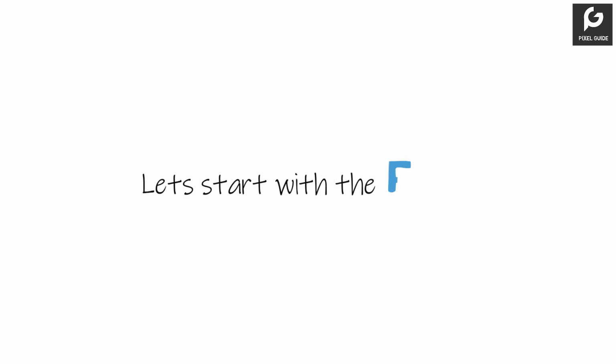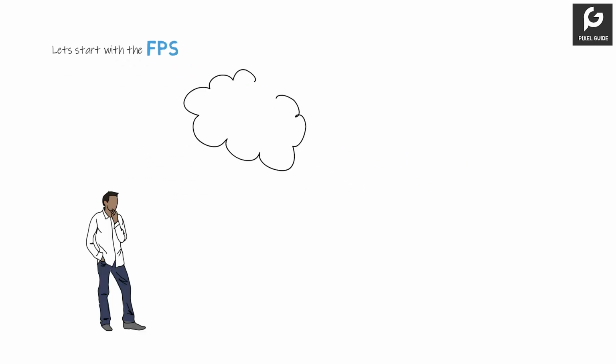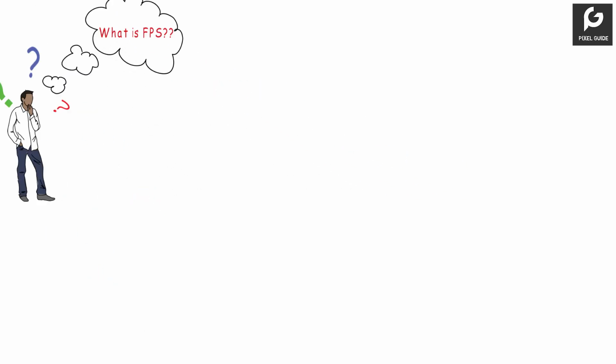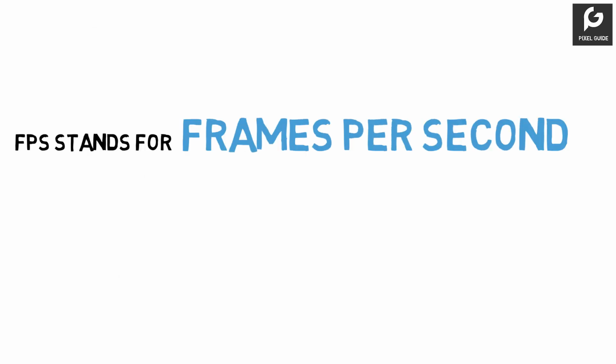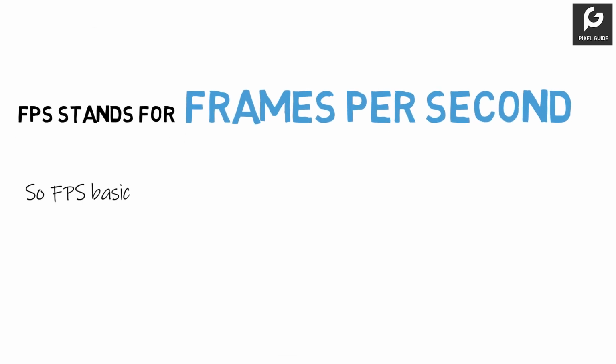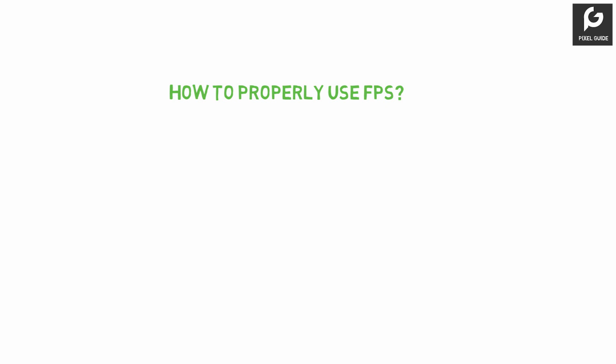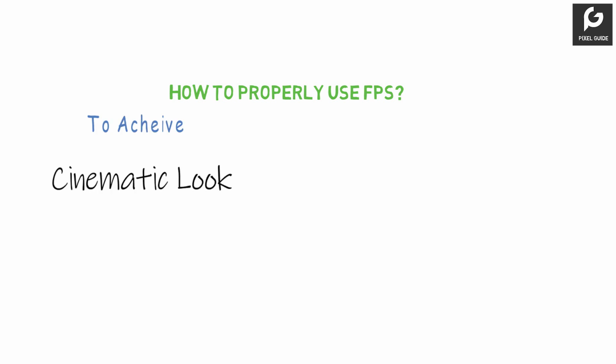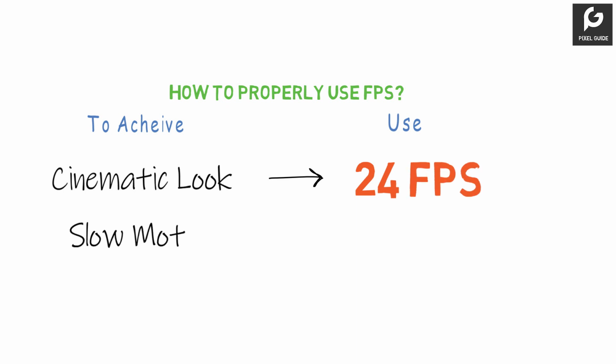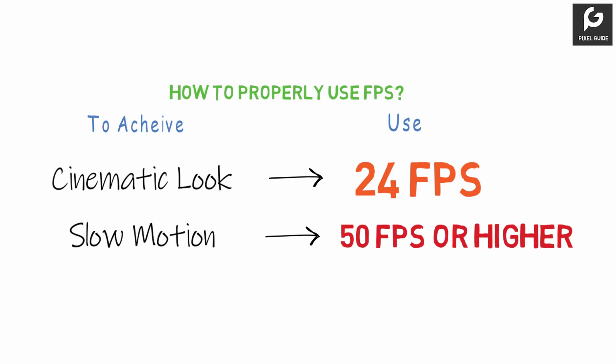Let's start with the FPS. So what is FPS? FPS stands for frames per second. FPS basically means the number of frames captured in 1 second. So how to use FPS? To achieve a cinematic look, use 24 FPS, and to achieve slow motion, use higher FPS like 50 FPS or a higher value.